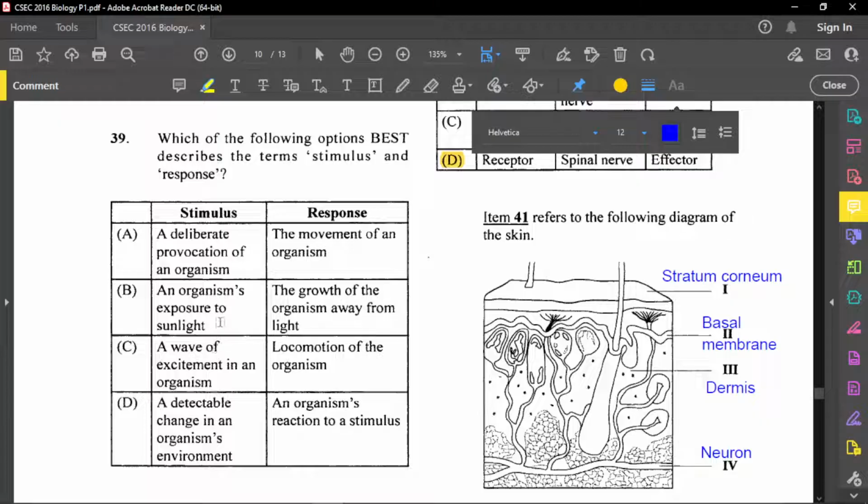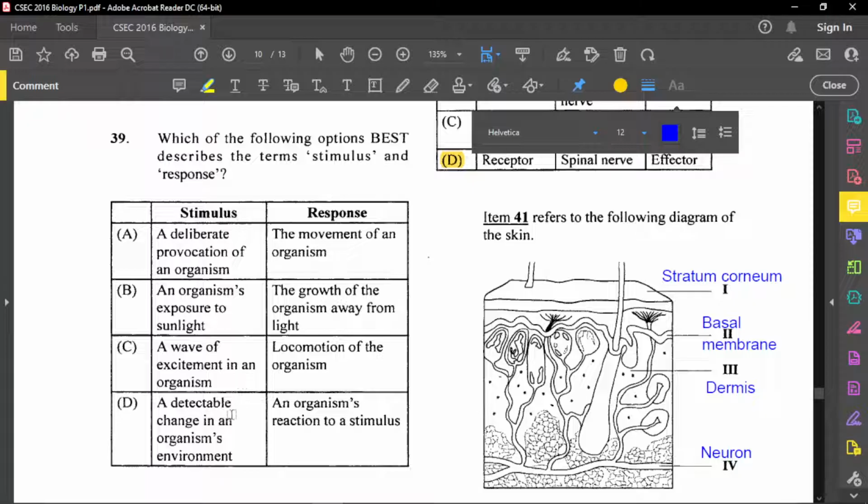I'm going to the stimulus part of it, and once I see the correct thing, I will look at the response. It's an organism's exposure to sunlight. Sunlight is a stimulus, right? So that's not a bad one. And the growth of the organism away from the light is a possibility, like for example, roots. So B is not a bad option, but let me see what's happening here. At C, you see a wave of excitement in an organism. That's not the stimulus in itself. It's a locomotion of the organism. That's not necessarily it. There must be something detectable.